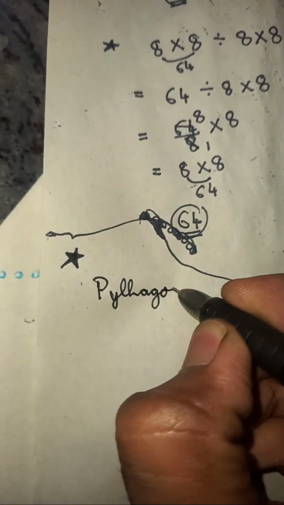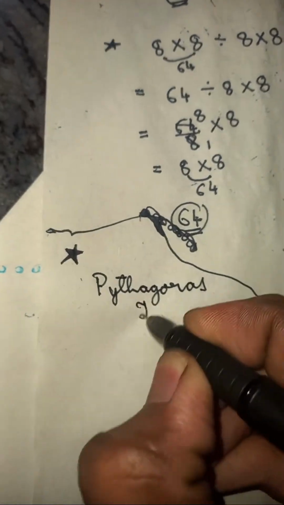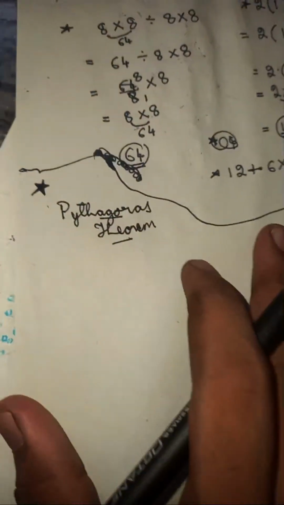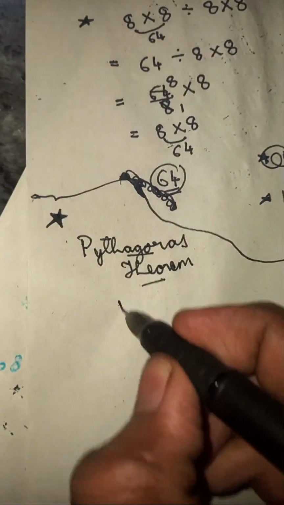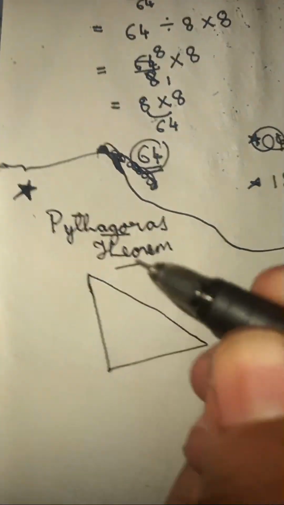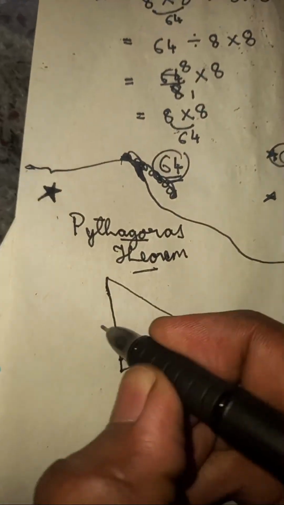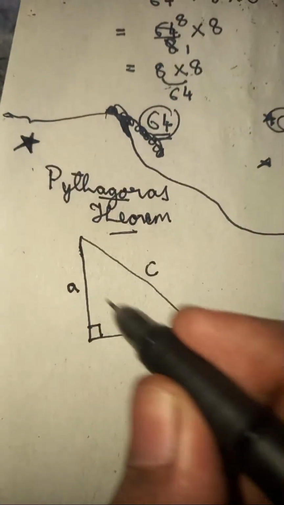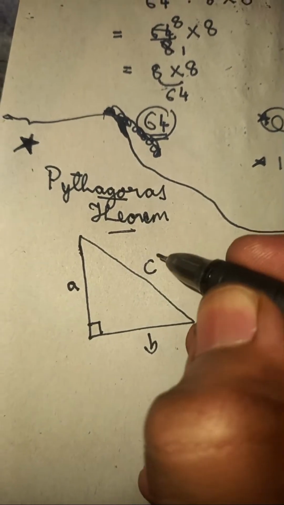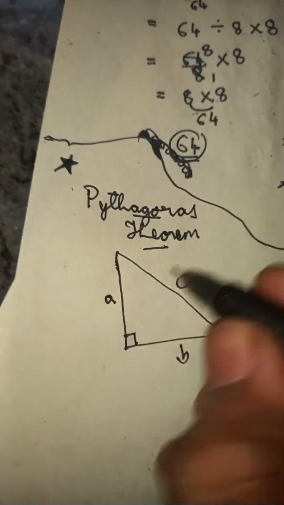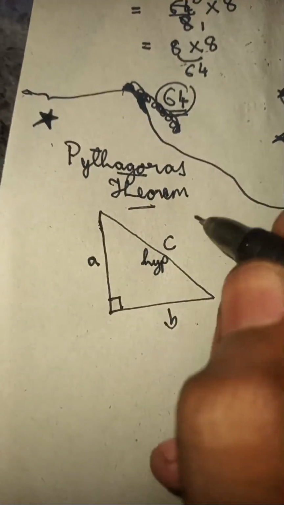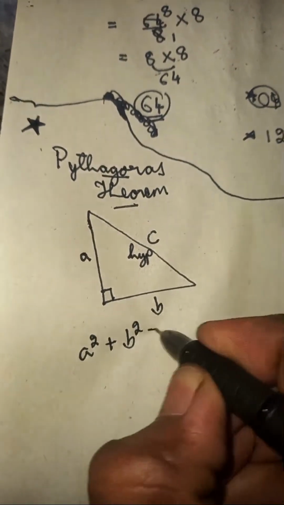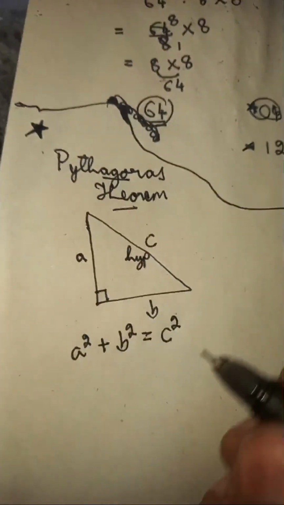Pythagoras theorem. In this theorem, first you must take a right angle triangle. If you take a right angle triangle, then you can name this side as A, this side as B, and this side as C. The sum of these two sides squared will be equal to the hypotenuse squared. This side is known as the hypotenuse, its square. So a square plus b square is always equal to this c square.